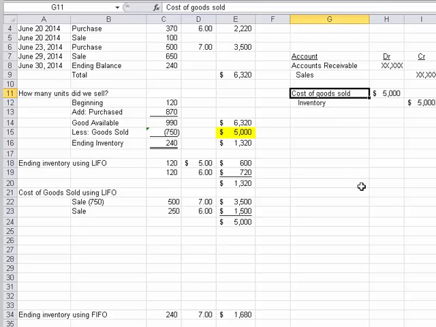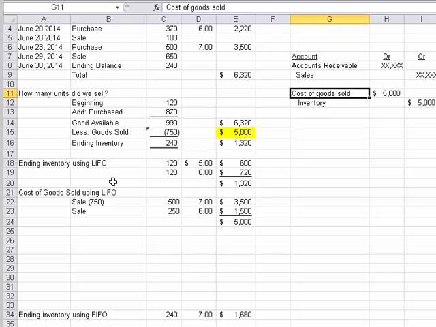Now, if cost of goods sold is higher using LIFO than FIFO, that means in periods when prices are rising, LIFO will always get you a lower net income number, because cost of goods sold is treated as an expense. It's a reduction of revenues from the period. Therefore, if expenses are higher, net income for that period is lower. Okay, so hopefully that's a pretty good example of how we would calculate inventory using LIFO.